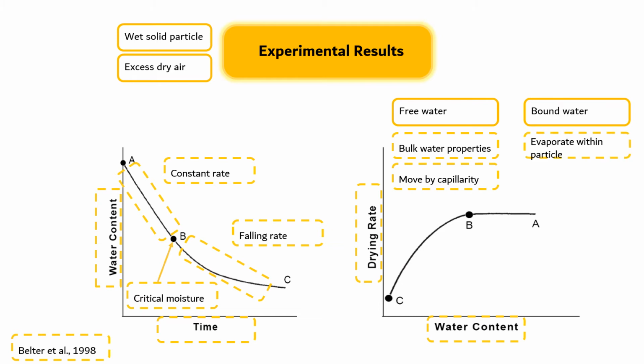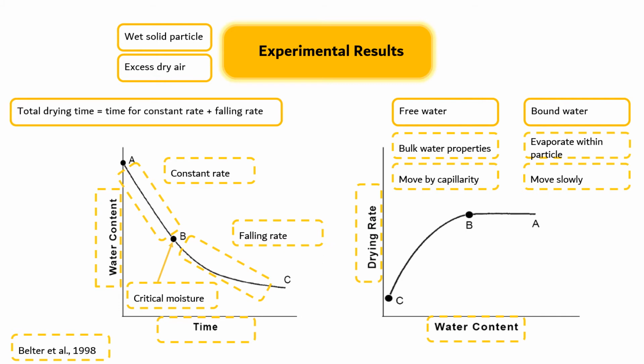Because it is immobile, it must evaporate within the particle and then tortuously diffuse out of the particle and into the surrounding gas. Such bound water will move more slowly and hence retard the drying rate. This result suggests that the total drying time will be the sum of the times of constant rate drying and of falling rate drying.